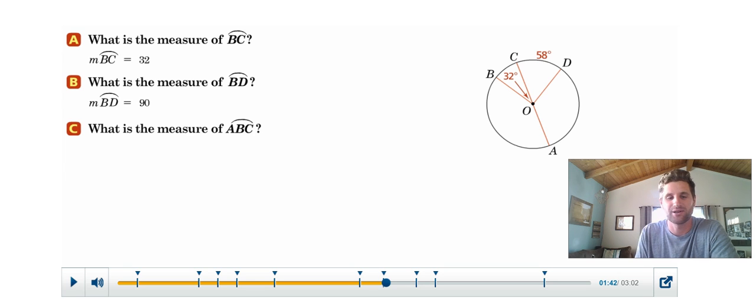ABC is going to be, if you look at it, AC is a diameter, so ABC should just be 180. Semicircles are 180, so that's it.